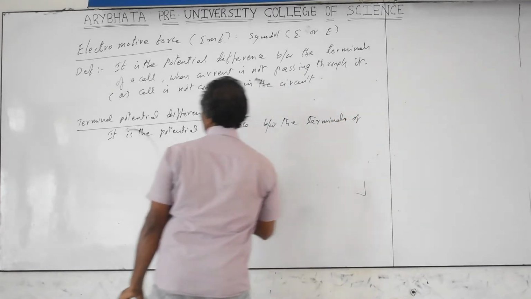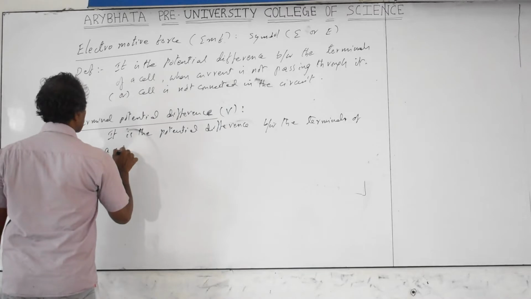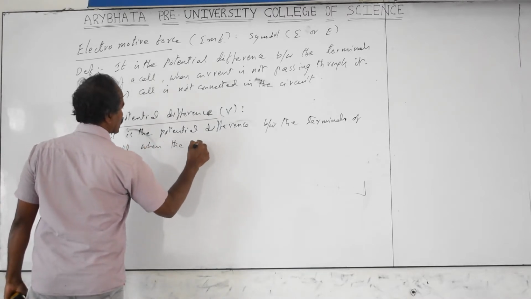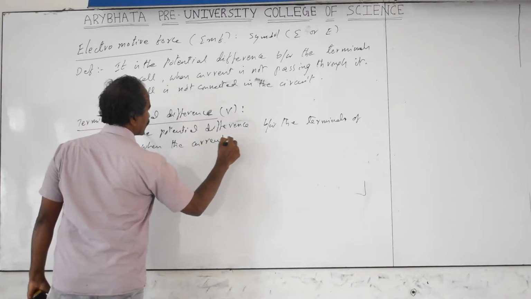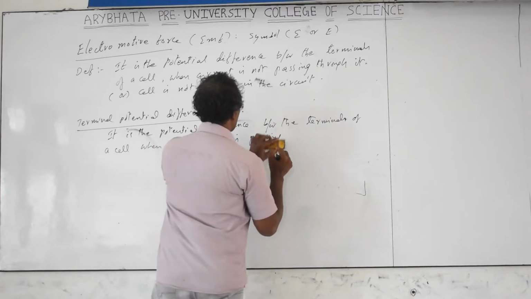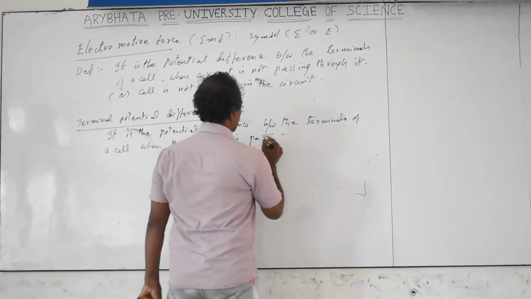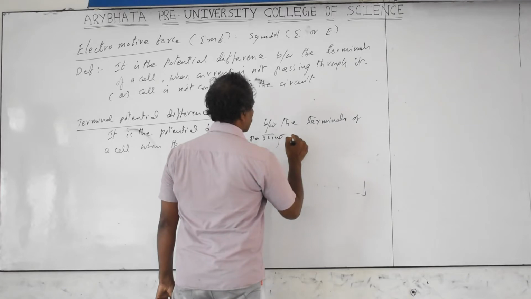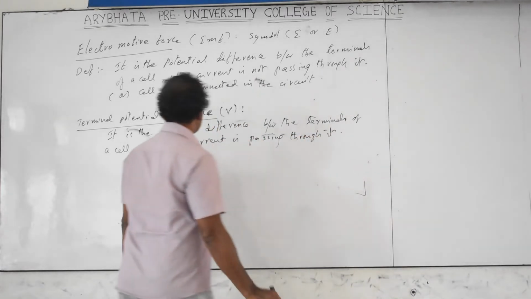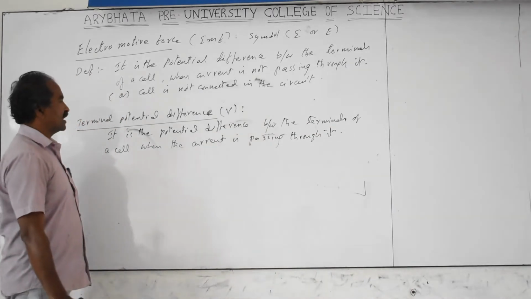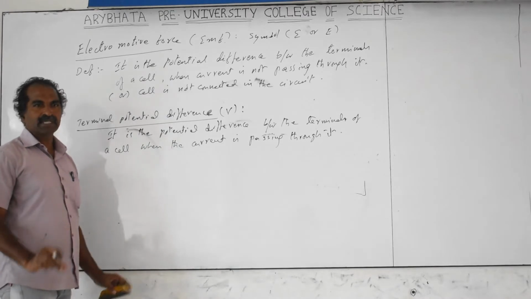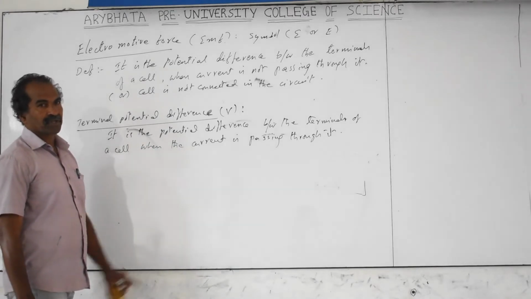of a cell when the current is passing through it. It is the potential difference between the terminals of a cell when the current is passing through it. When current passes, what is the voltage? It is equal to the terminal potential difference.